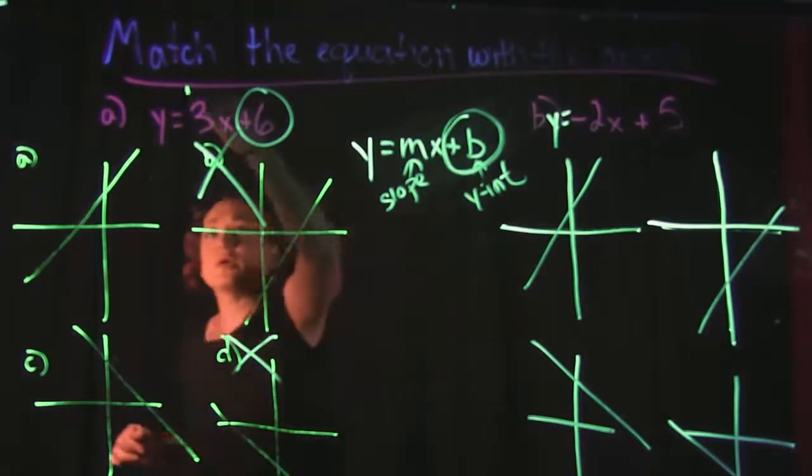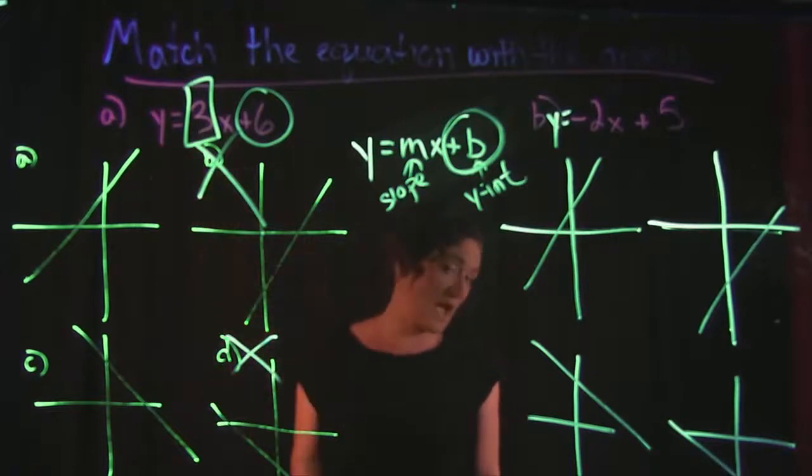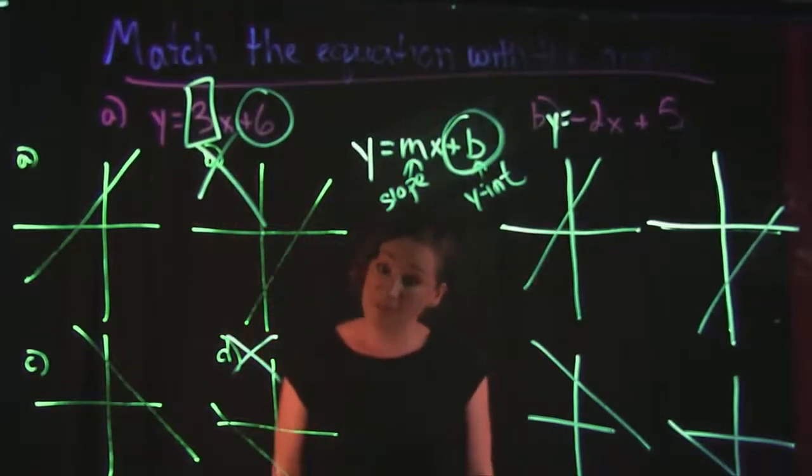Second thing to look at, so I know if A or C is my correct answer choice, I'm going to look at my slope. My slope is right here. It's the coefficient of the x term. So here I have a 3. That is a positive 3.